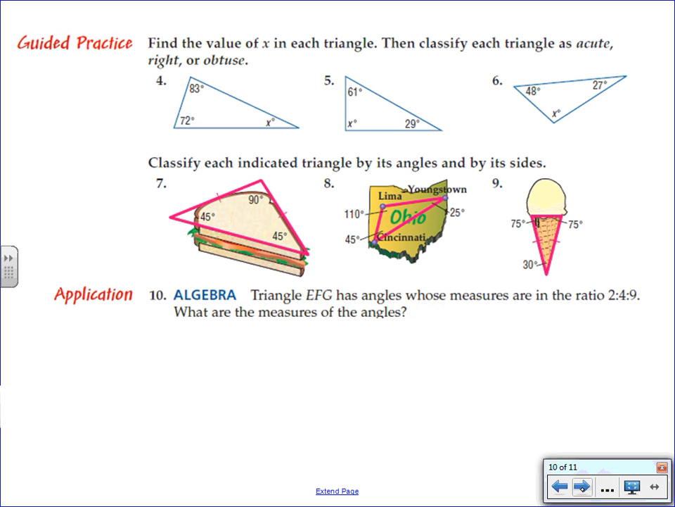Here is your guided practice. Go ahead and try that. And you'll notice there's classifying. Remember, you have to classify by angles and by sides. You have to find the value of x in the first ones. And here you have a ratio, and you have to find the measures of all the angles. You may want to go back and review that one section and watch that problem again. Good luck with it.